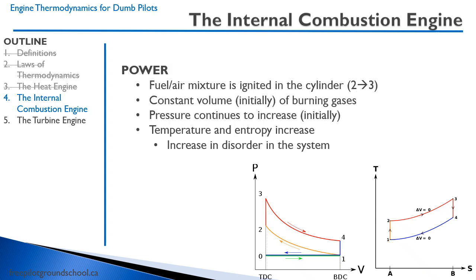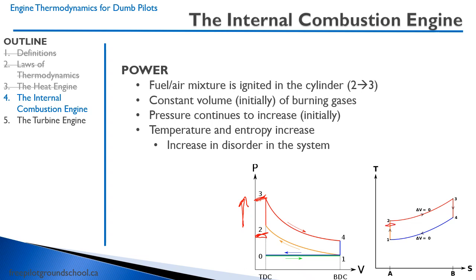Next, we have our power, which goes from 2 to 3. Contrary to popular belief, this is not the point where the piston is forced down. This is right when the fire starts, when the burning starts. It's ignited in the cylinder at your top dead center, so your piston is all the way up, and the volume remains constant at first. It just burns for a very, very short amount of time. So you have this increase in pressure while the volume stays the same for now. We'll get to the other part later. The pressure increases from 2 to 3.